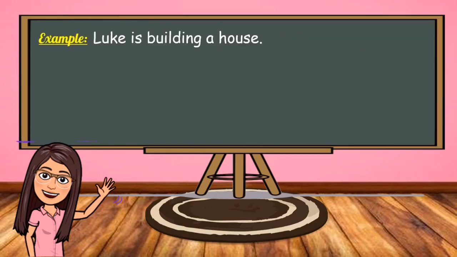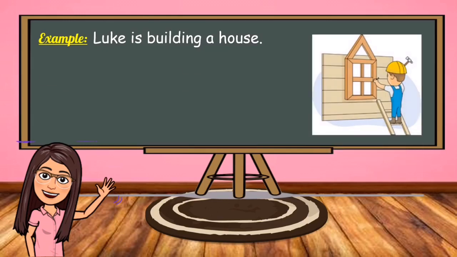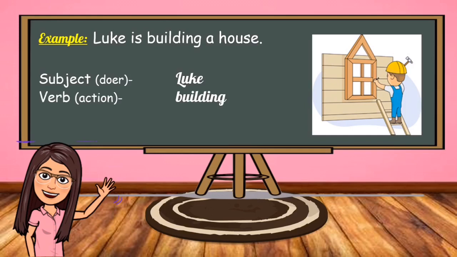First example, Luke is building a house. Our subject or the doer of the action is Luke, while the verb or the action word is building, and the object or the receiver is house.